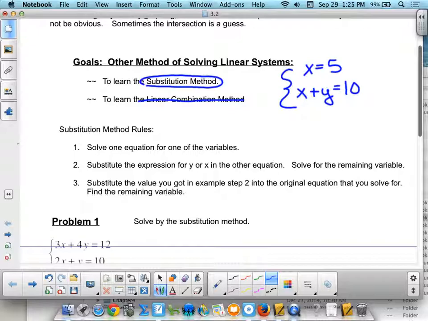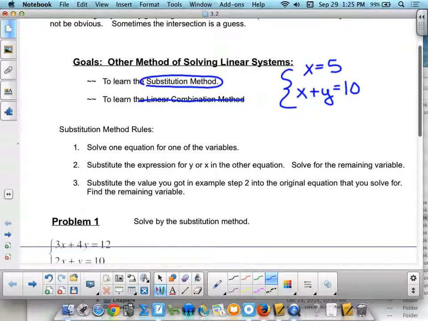Move the x over. You mean like move this x over here? Yeah. Okay, so solve for y. But, hang on. In substitution, the word substitution means you're going to take something and substitute it into something else.